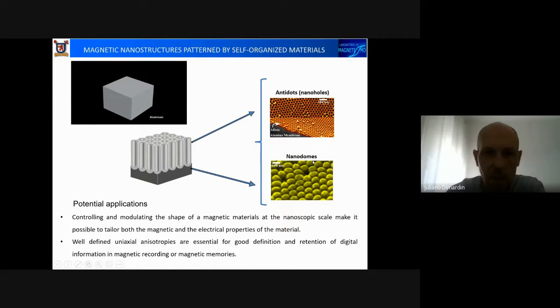And this membrane is made of aluminum oxide, an insulating membrane, and we can use this to deposit the multilayers on top of this part or this part, and we will have a modulated multilayer.